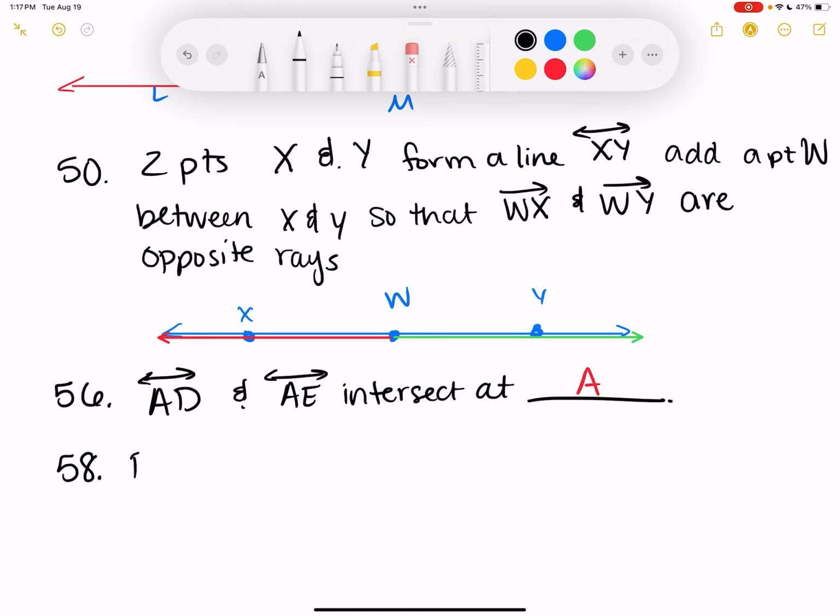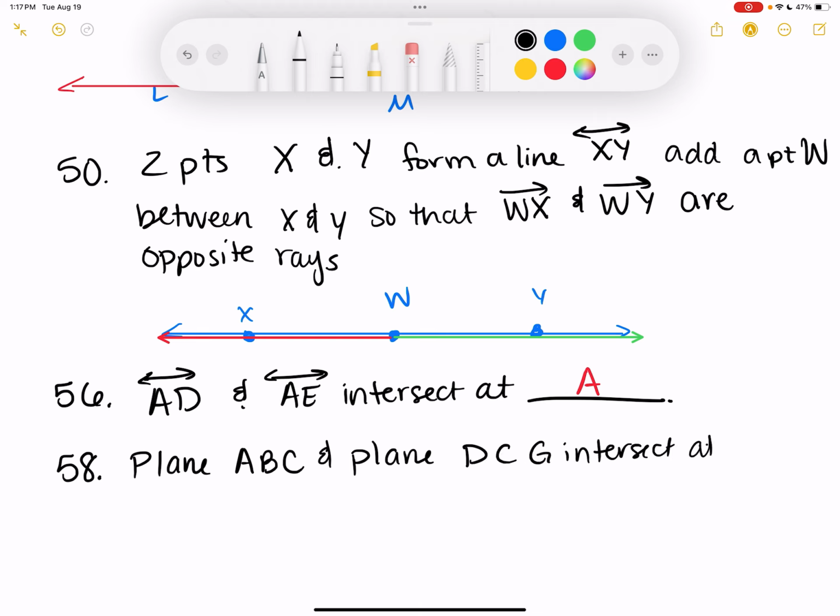58. Plane ABC and plane DCG intersect at... So these are going to intersect at an actual line since they're planes. We've got ABC, which is like the top there, but obviously D is included in that plane. And then we've got DCG, which is the front-facing piece of the cube. So I'm looking at the place where those two things overlap. So ABCD and then DCGH are my other ones. So it would be the line DC where they're intersecting.